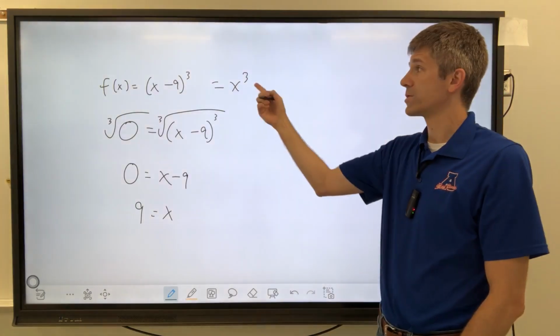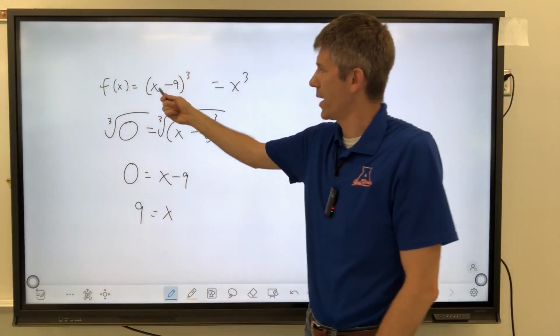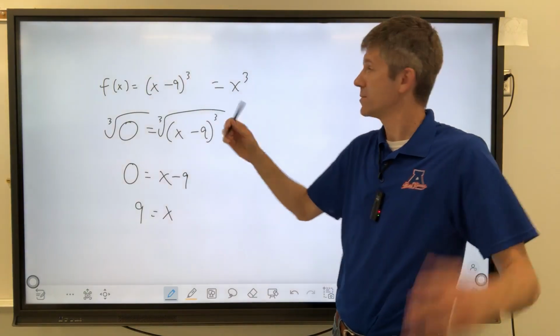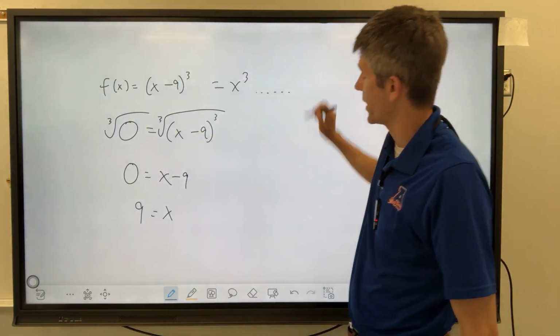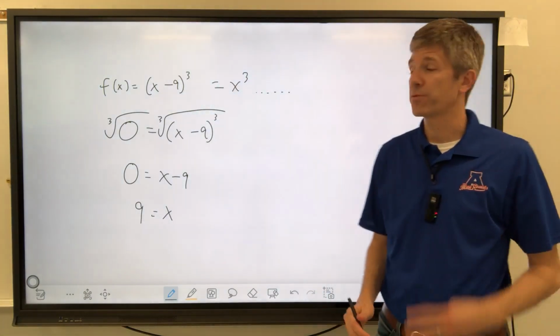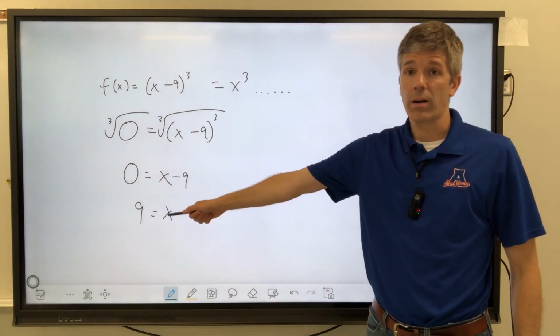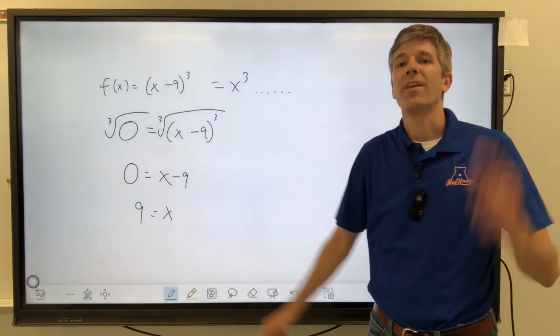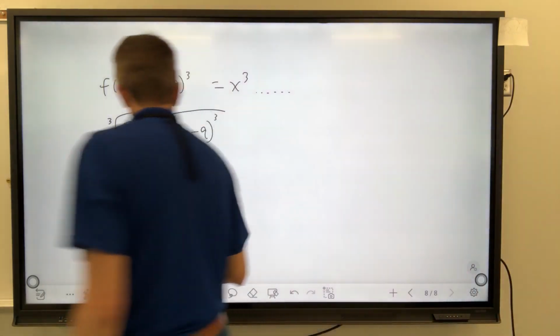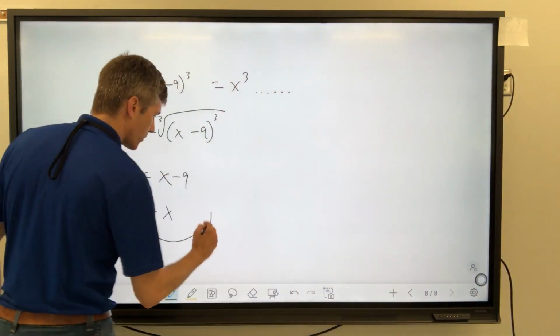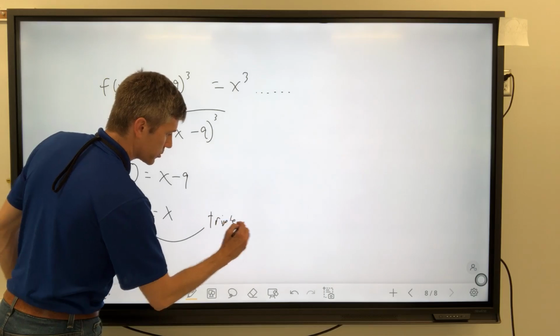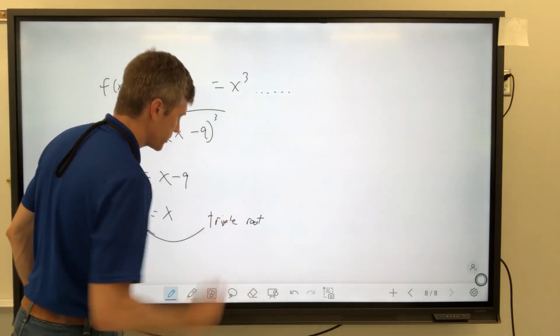The degree was 3. And you can see it here. x is cubed. So x cubed, and so on. The degree is 3. I better have 3 answers. And there they are. There's all 3 of them right there. This is a triple root. Okay? Triple root. Written in terrible handwriting.